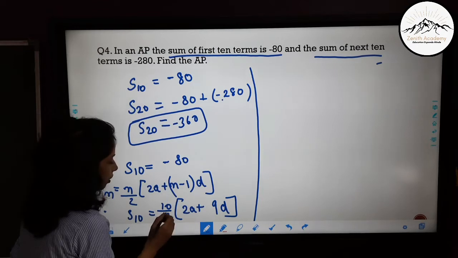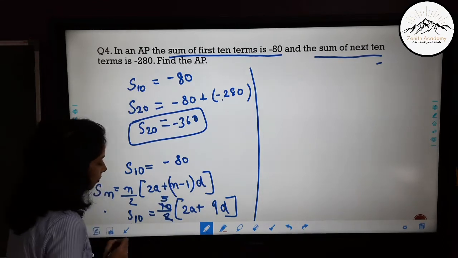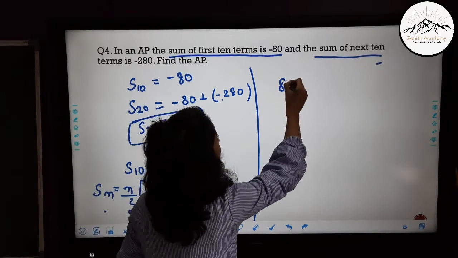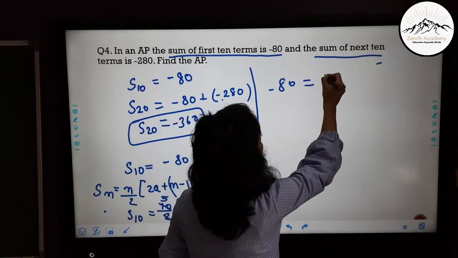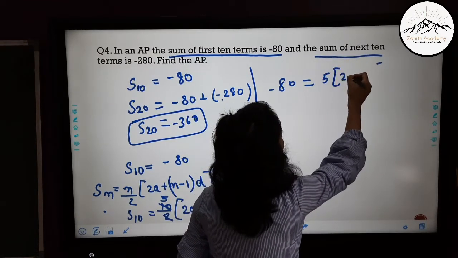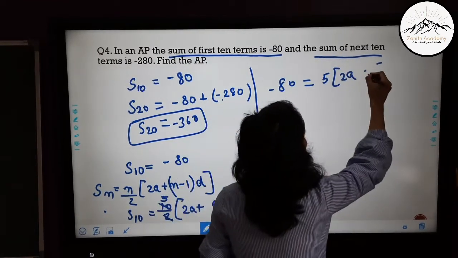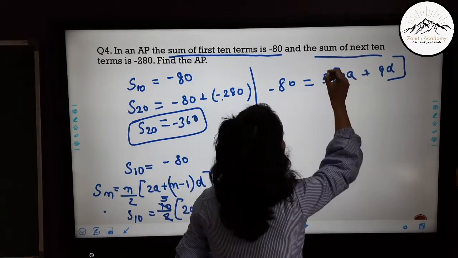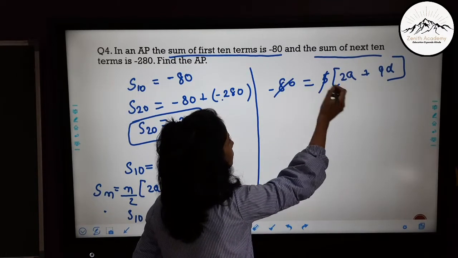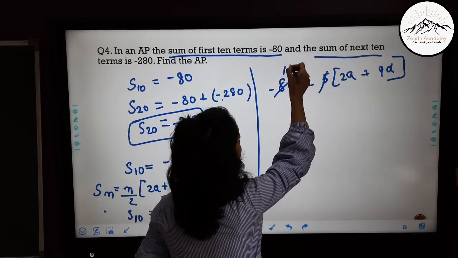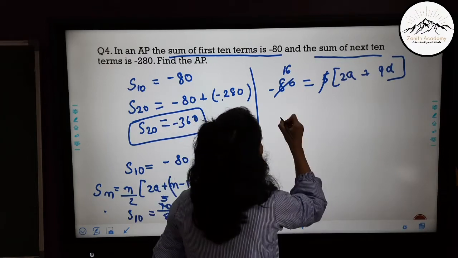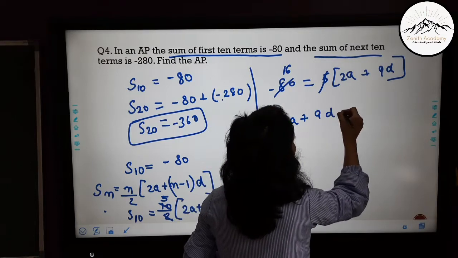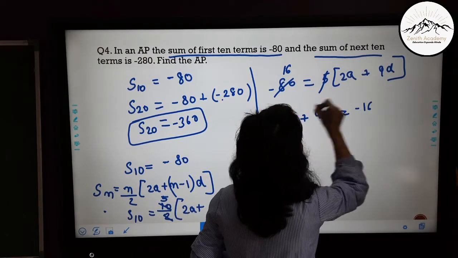So when we simplify this, we know 2 5s are 10, so minus 80 is equal to 5 into 2a plus 9 into d. So this will be 5, and 80 is divisible by 5. This is 16. So what we'll get? 2a plus 9d is equal to minus 16 as a first equation.